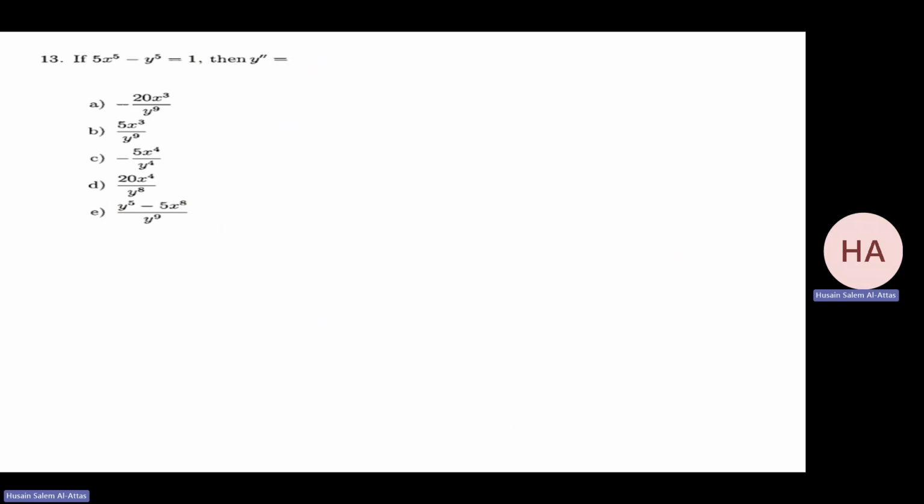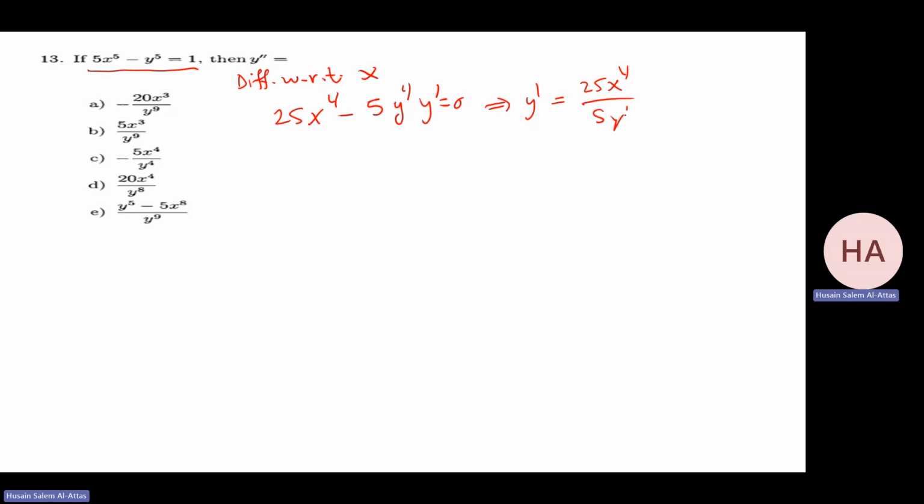Now find the second derivative. Calculation things. Okay, let us do the calculation. Differentiate with respect to x. What will you get? 25x to the power 4 minus 5y to the power 4 y prime equals 0. That implies y prime equals what? 25x to the power 4 over y to the power 4. That would be 5x to the power 4 over y to the power 4. What will be y prime?